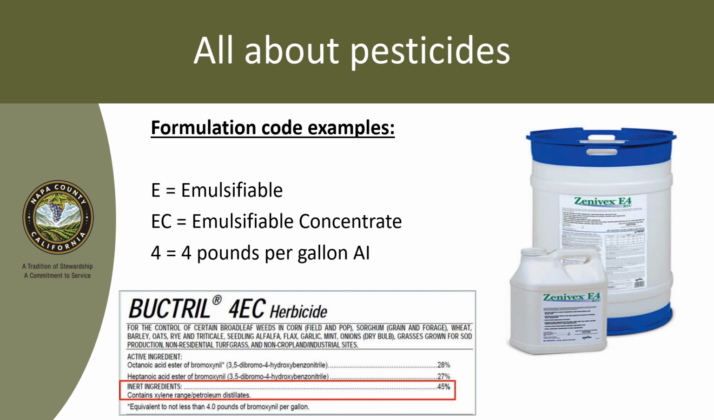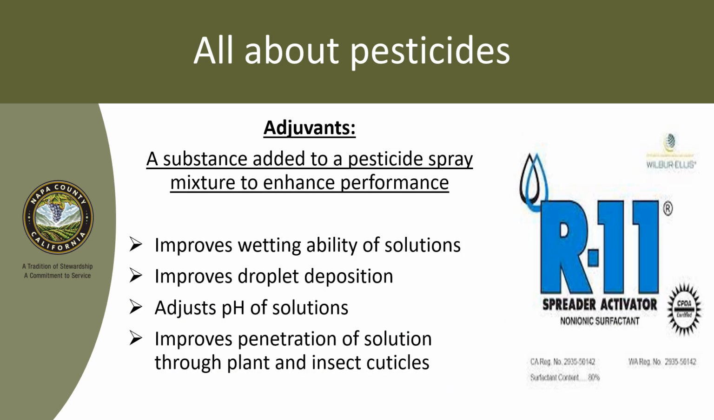You see inert ingredients is circled down there in red, but above that you'll see the active ingredients, of which we have 4 pounds. So if you have a 2-gallon container of 4-EC herbicide, how much active ingredient would you have? Okay, let's all do the math together. That's right, 8 pounds per gallon of active ingredient, or AI. Piece of cake. So what about adjuvants?